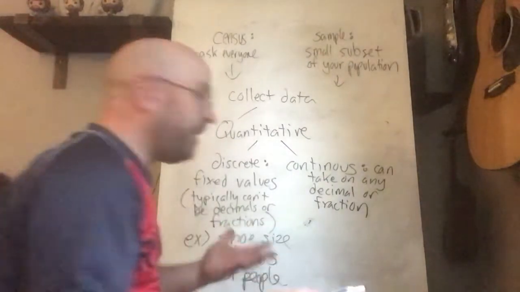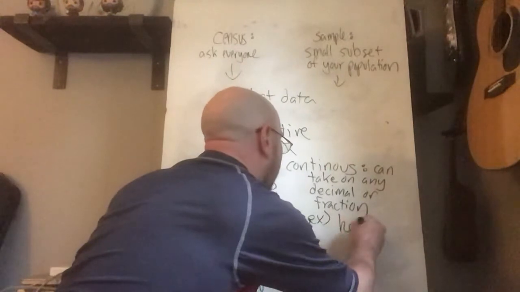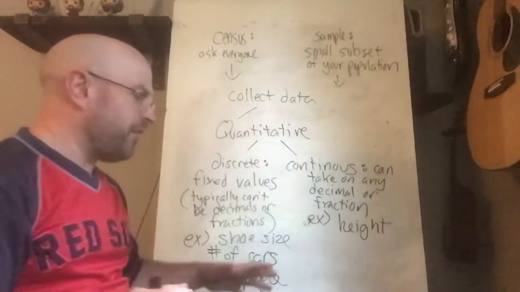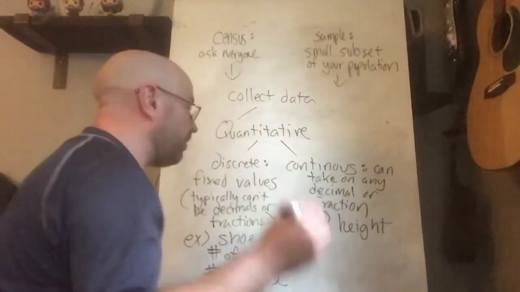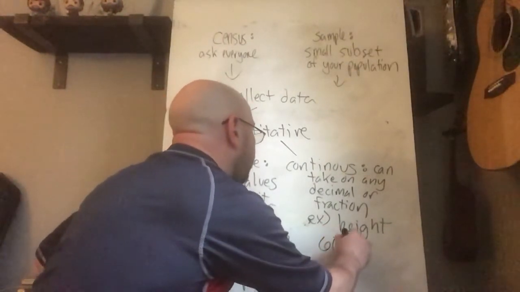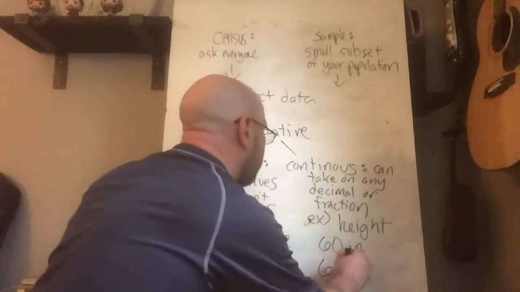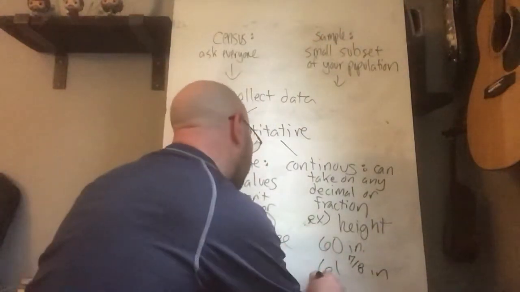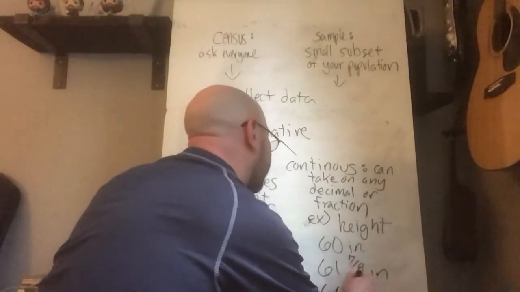An example of continuous would be something like height. You might be thinking, now wait a second, you only can measure within inches, right? Well, think of it this way. You might ask someone, how tall are you? They'll say, I am 60 inches tall. Someone else might say, I am 61 7/8 inches tall. Someone else might say, I am 66 and 3/16 inches tall.